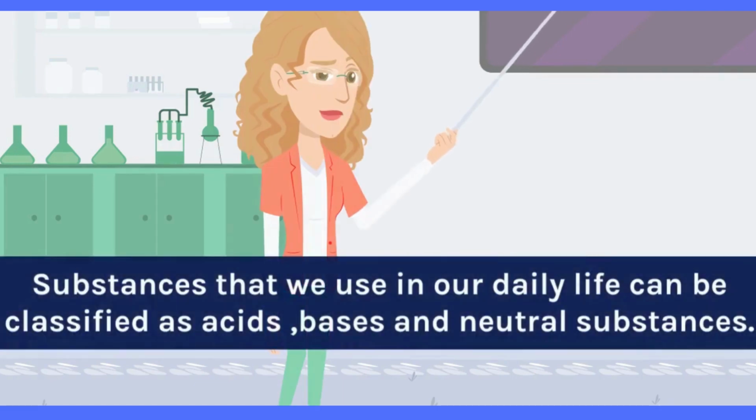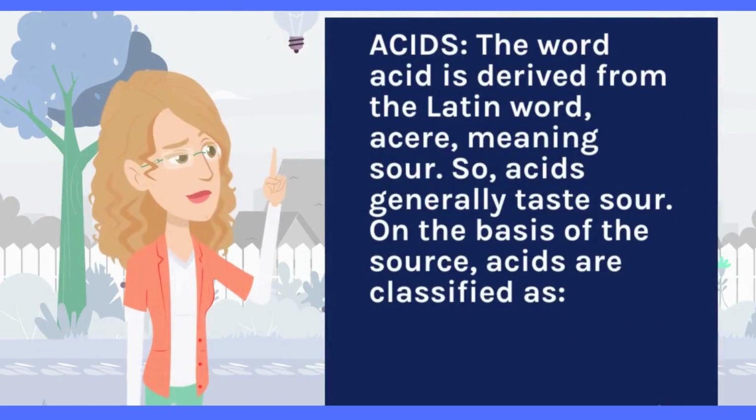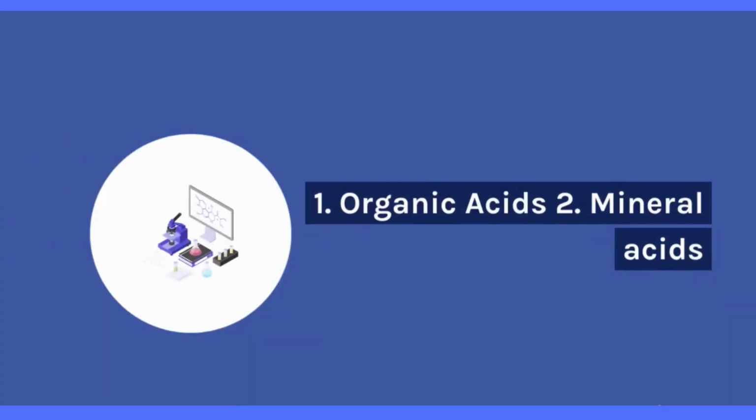Substances that we use in our daily life can be classified as acids, bases, and neutral substances. Acids. The word acid is derived from the Latin word acere, meaning sour. So, acids generally taste sour. On the basis of the source, acids are classified as 1. Organic acids. 2. Mineral acids.